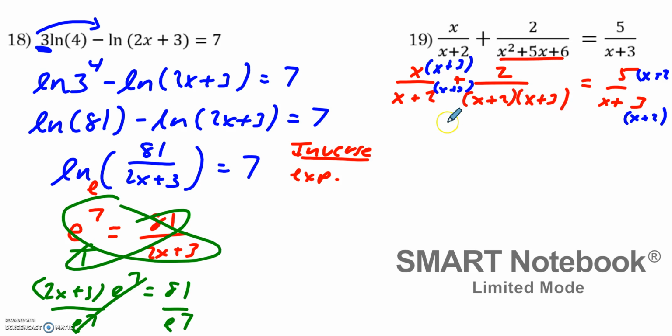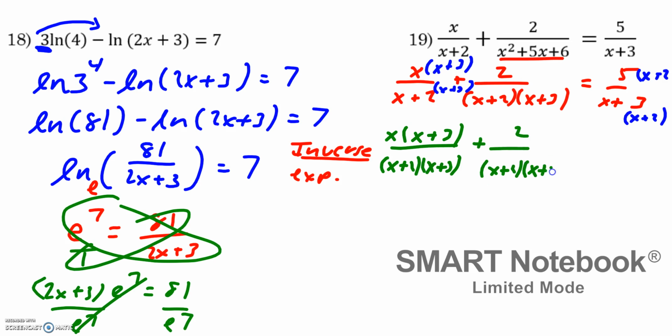So if we would like to get rid of everything at the same time, we could multiply the entire equation by x plus 2, x plus 3. But before I do that, I'm just going to write this more neatly. We have x times x plus 3 on the top. My denominator is x plus 2, x plus 3, plus 2 over x plus 2, x plus 3, equals 5 times x plus 2 over x plus 2, x plus 3.